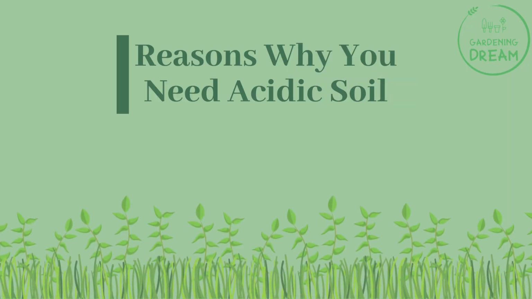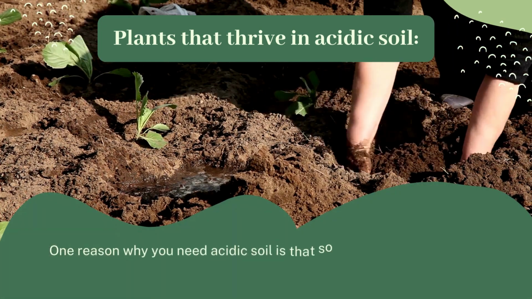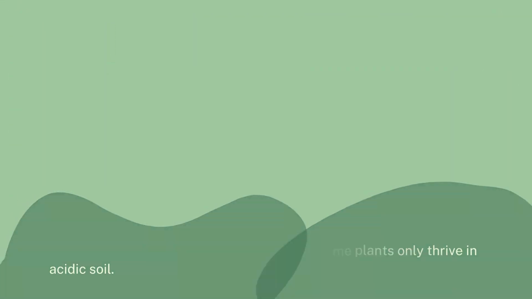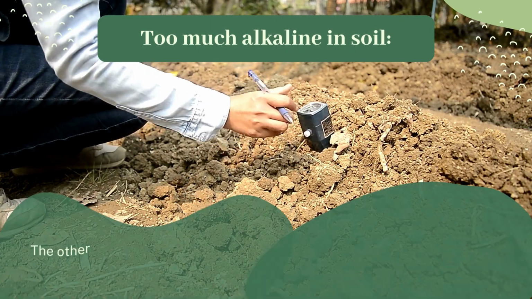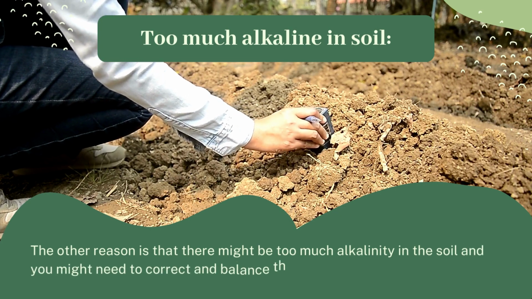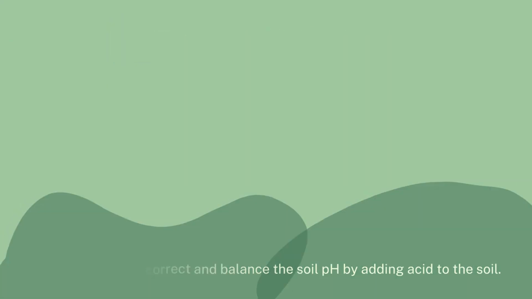Reasons why you need acidic soil. Plants that thrive in acidic soil. One reason why you need acidic soil is that some plants only thrive in acidic soil. Too much alkaline in soil. The other reason is that there might be too much alkalinity in the soil and you might need to correct and balance the soil pH by adding acid to the soil.